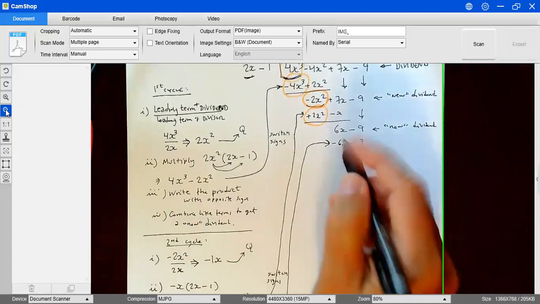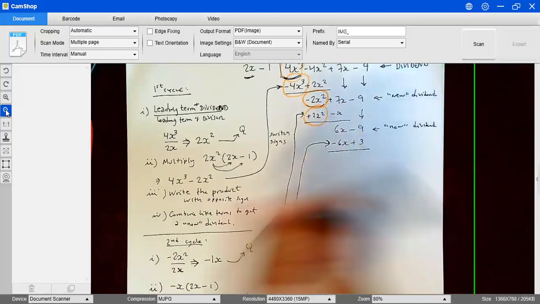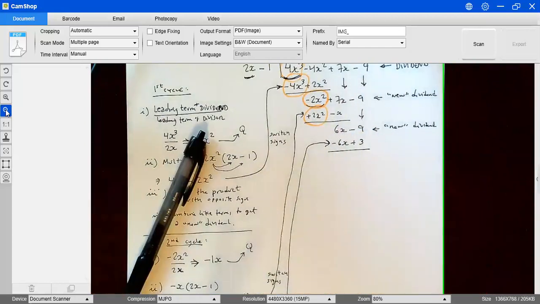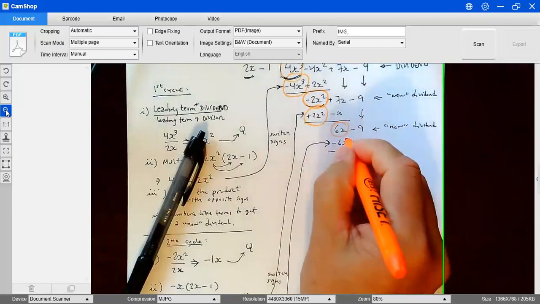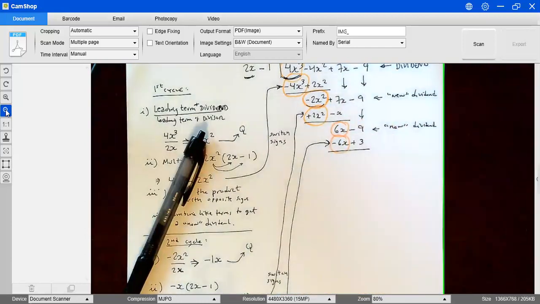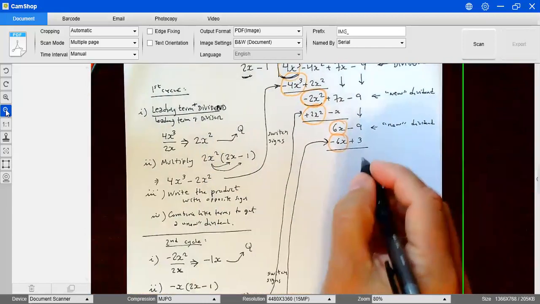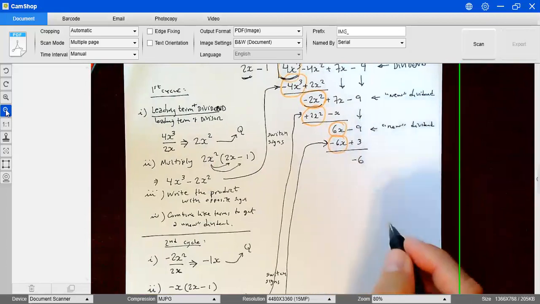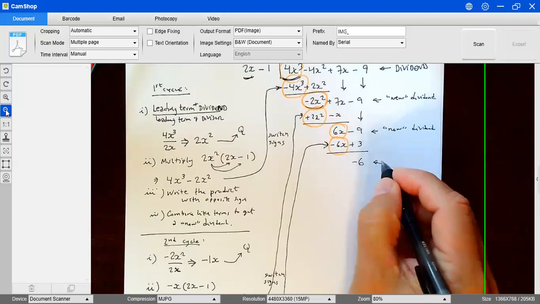So I'm going to do another addition here. I'm going to combine like terms. Again, leading terms should vanish. So I'm going to get just negative 9 plus 3, which is negative 6. So this is the final step. This is the remainder.